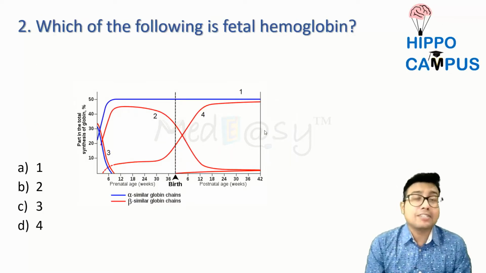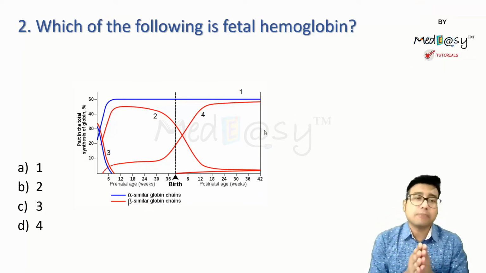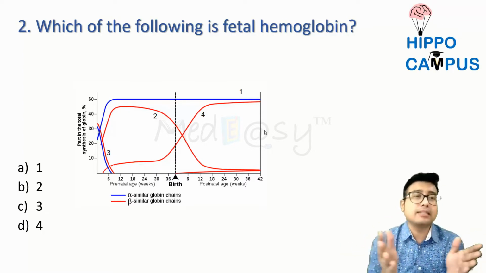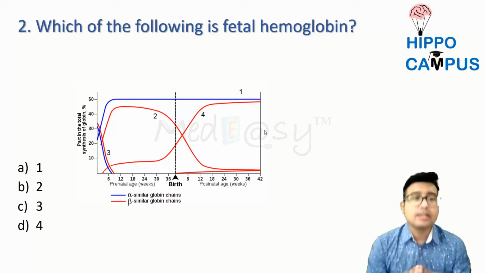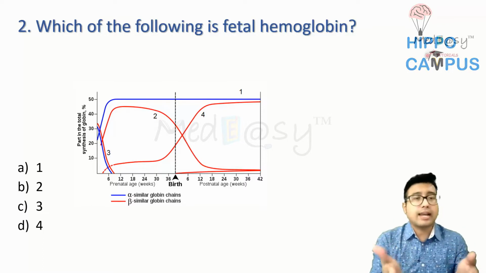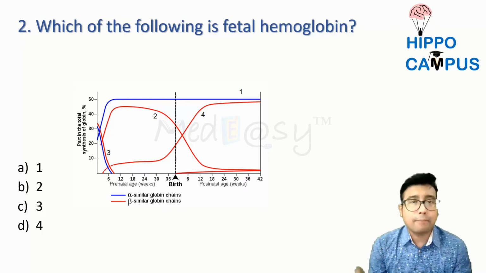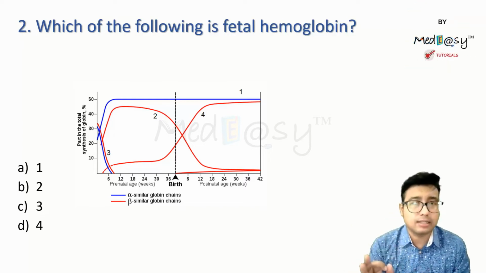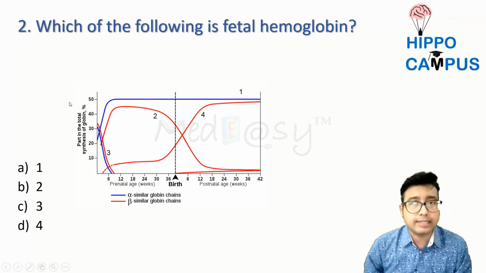Moving on, next it was again an image based question, and it was one of the tough questions from biochemistry this year. The question was very simple. This diagram was given and it was asked which of the following is fetal hemoglobin. Below the diagram a legend was given, showing which one is alpha hemoglobin and which one is beta hemoglobin. Basically what is being asked here is the part played in the total synthesis of globin percentages.